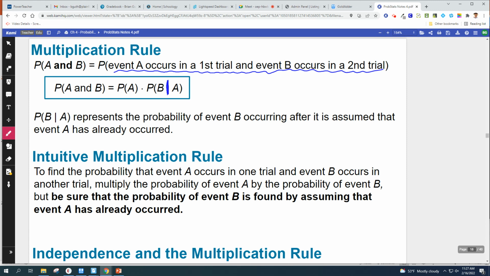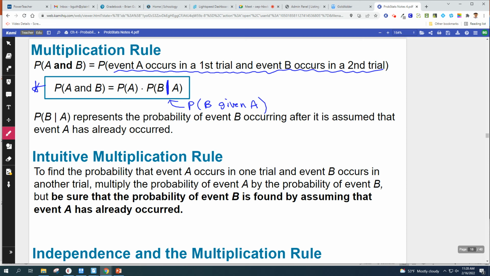Okay? So here's this formula right here. Probability of A and B equals probability of A times the probability of, here's how you read this, the probability of B given A. That's how you read that. All right. So don't shortcut that. Don't make up your own way to read that. That vertical bar is usually read as the word given, and that means we're finding the probability of B knowing that A has already occurred. That's what that means. It's called conditional probability, and we'll talk more about that later.